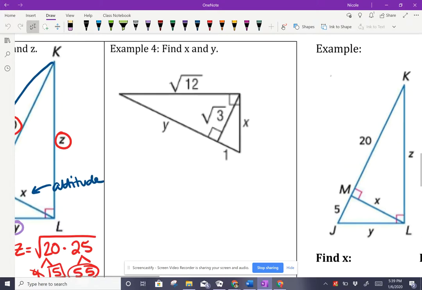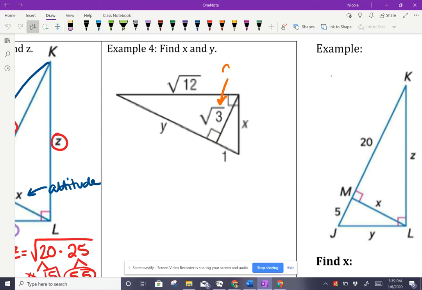Okay, on example 4, I'm given my altitude. So I'm going to work a little bit backwards because I need to find y over here. So I know my altitude, the square root of 3, is equal to the geometric mean of 1 and y. So y, 1. Now, what could I multiply 1 by to get 3? Well, I have to multiply by 3. So y has 3. This one wasn't super complicated as far as working backwards. We'll go over some more of those as well. So y is equal to 3.